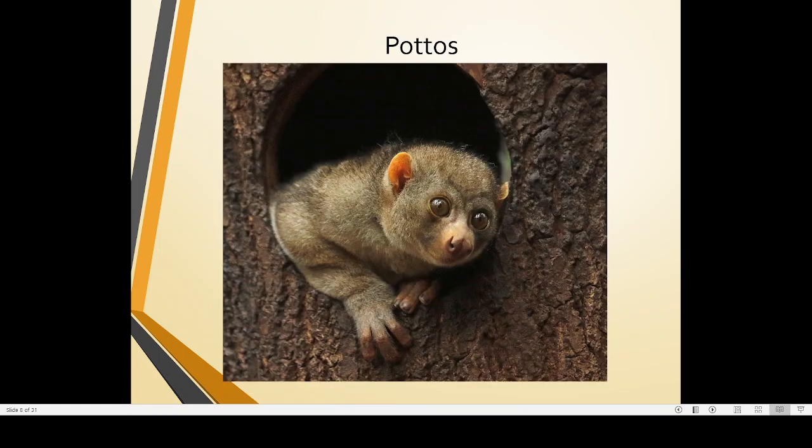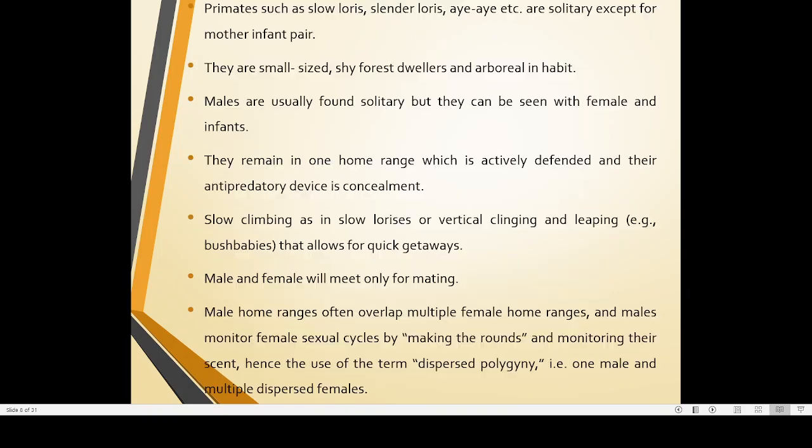Another example is potos. Potos is a kind of animal that is also present in many African regions. See here, you can see this is the potos, and they are also exhibiting this type of nature in which they are living alone. They do not form any group or pair. Only during the time of reproduction they come together, and after that they will separate. So that kind of nature is known by the name solitary lifestyle, living alone.